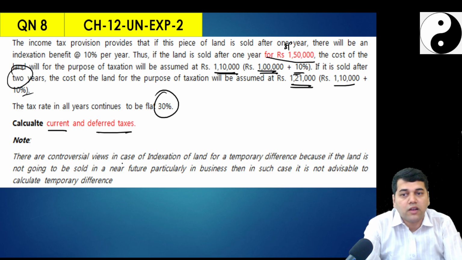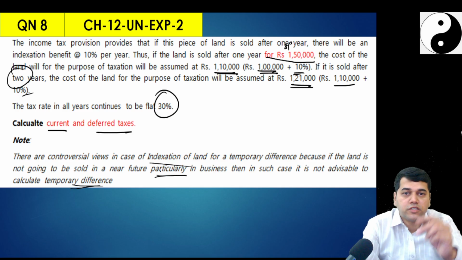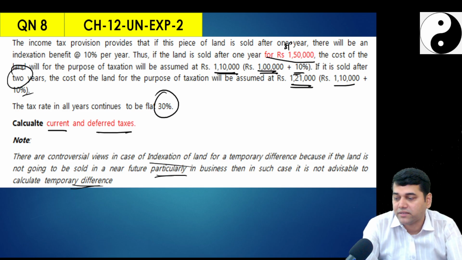So note, there are controversial views on the indexation of land. This is not my note, this is ICAI's note. For a temporary difference, if the land is not going to be sold in the near future, particularly in business, then it is not advisable to calculate the temporary difference. Why? Okay, first of all, tell me, do you have a deferred tax liability or deferred tax asset?